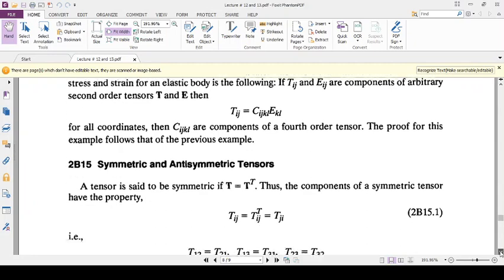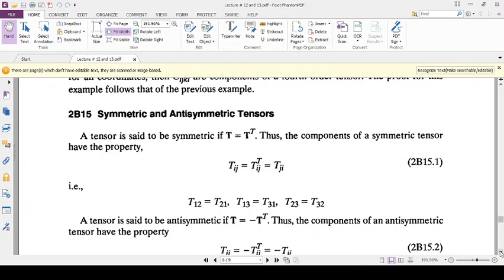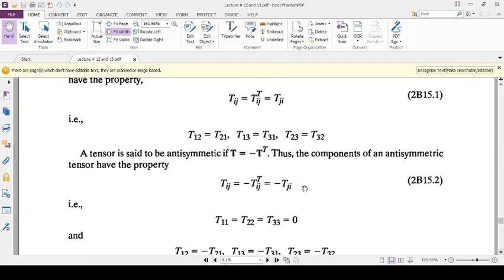Symmetric and antisymmetric tensor. A tensor is said to be symmetric if its transpose is equal to T, and in component form we can write T_ij equals T_ji. So if T_ij equals T_ji for all i, j, then we can say that the tensor T is symmetric, and for antisymmetric here you will have only a minus.